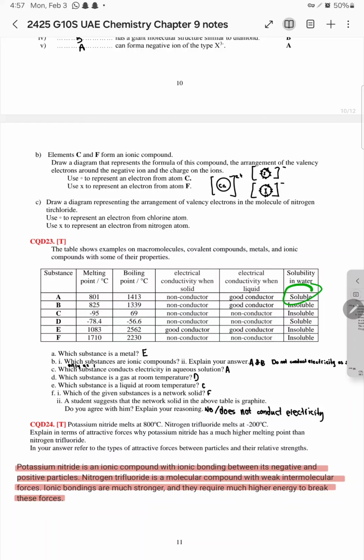Now, which of the following is a network solid? Network solids, we know they have very high melting and boiling points, and they are not good conductors when solid, nor when liquid, and they're insoluble. The only example we have here is this: not good conductor, and insoluble. Now, a student thinks that it is graphite. Do we agree with him? Definitely not, because graphite, we know it is a good electric conductor when solid. Since this one is not, it is not graphite, definitely.